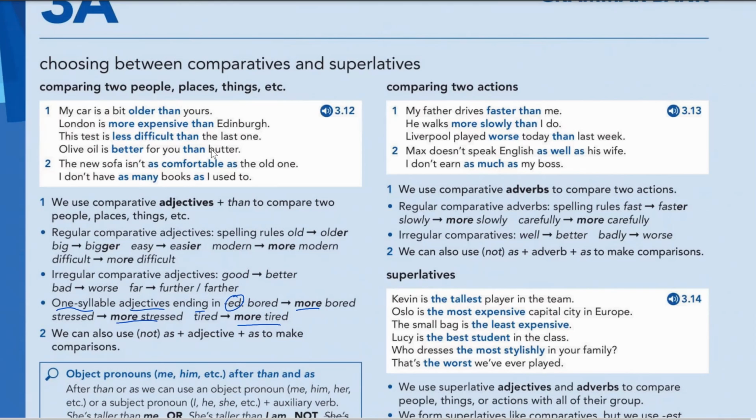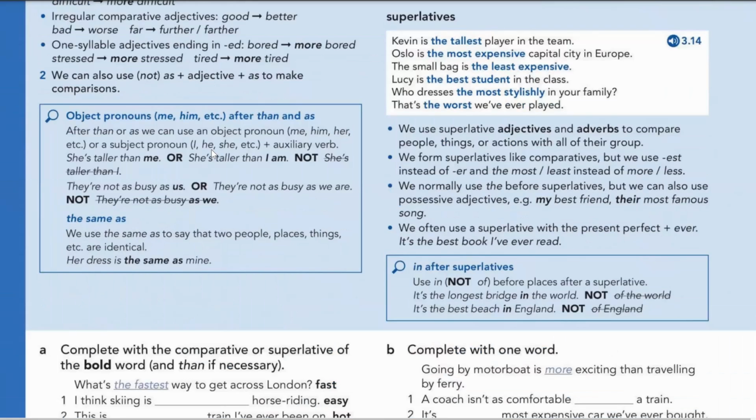Next point, as you can see here, object pronouns. How to use object pronouns: me, him, her, us, them, the other object pronouns, right? After then or as, we can use an object pronoun.